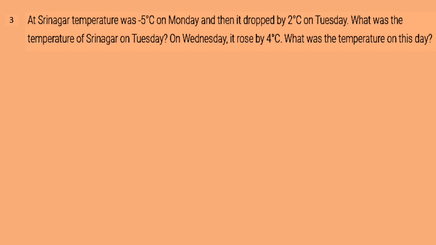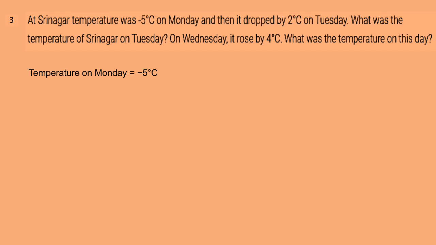On Monday, it was minus 5 degrees Celsius. On Tuesday, it reduced by 2 degrees Celsius, and on Wednesday, it rose by 4 degrees Celsius. And what was the temperature on this day? So you have to find the temperature on Tuesday and the temperature on Wednesday. Come on, let's write. First I'll write temperature on Monday is minus 5 degrees Celsius.